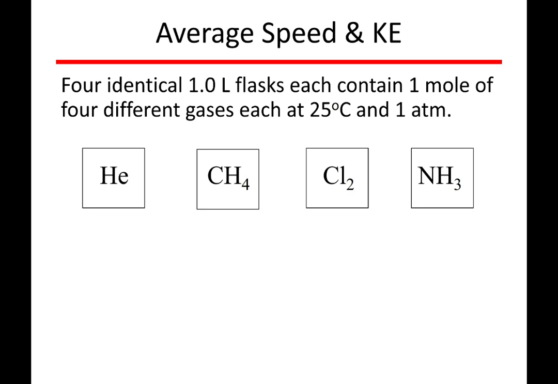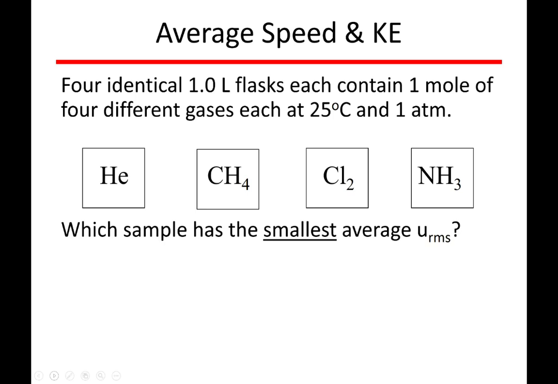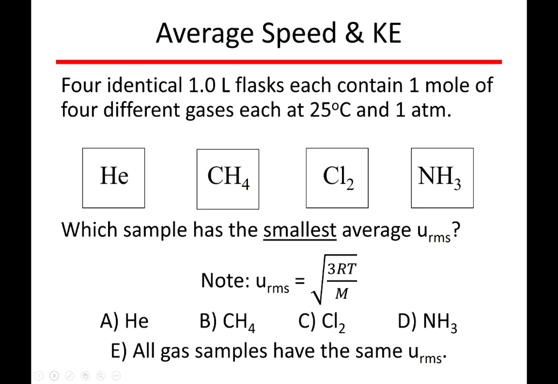So here we have, again, our 4 different identical 1-liter flasks, each containing 1 mole of a different gas at 25 C in 1 atmosphere. And I want you to determine which of the samples has the smallest average URMS. And I've included the equation for URMS here. I want you to determine which of the samples has the smallest average root mean squared speed. So take a moment to figure that out, and on the other side of the question, we'll go over it together.